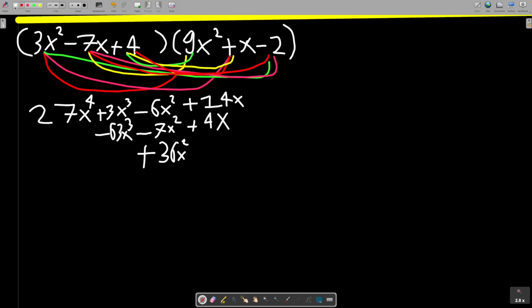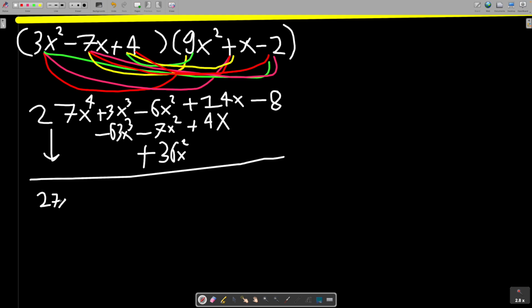So we have a lot of colors overlapping in here, but that's alright. So now, let's finally do this. We can bring down the 27x to the 4th. Just rewrite it over here. Now, positive 3 minus 63, that's negative 60x cubed. So let's write negative 60x cubed.